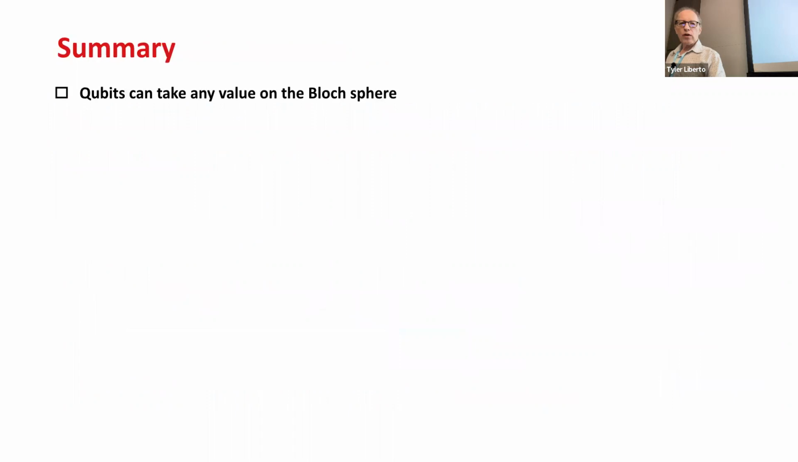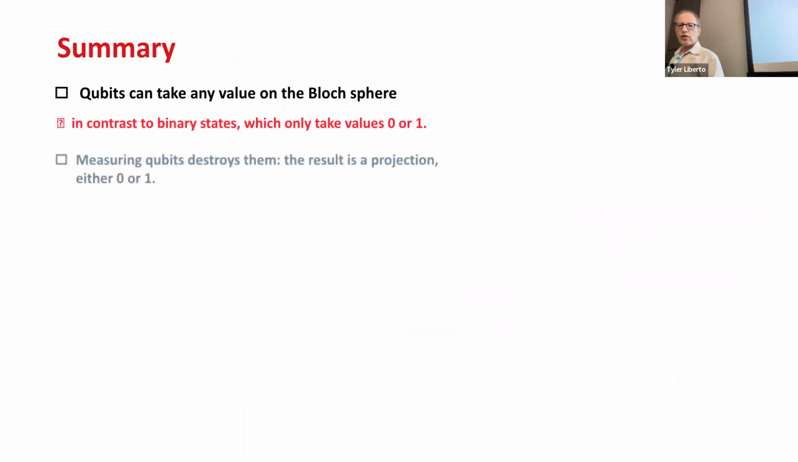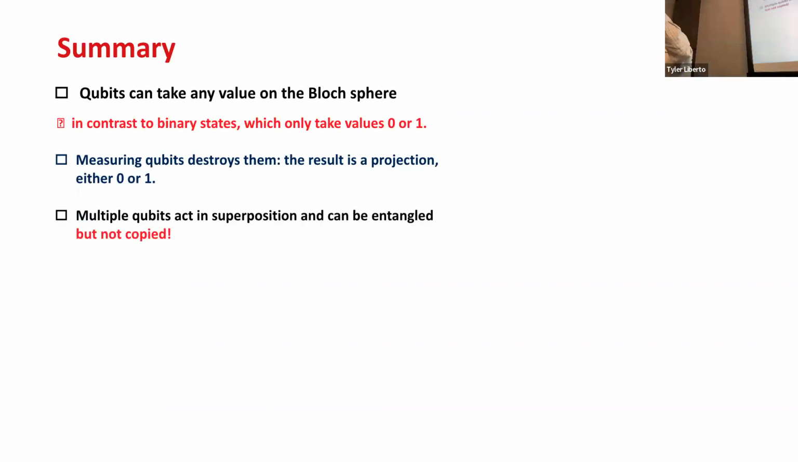Okay, so qubits can take any value on the Bloch sphere, in contrast to binary states, which only take the values 0 and 1. So if I do a measurement of a qubit, then I destroy the quantumness of the system. As a result, I get only a projection either to 0 or to 1. And the probability that I get a projection to 0 is simply given by the square of the coefficient of the up ket or the 0 ket.